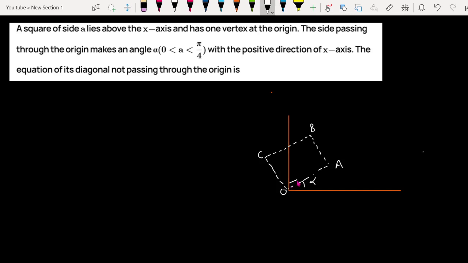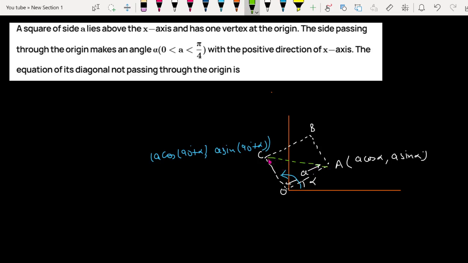So if it is alpha and the side length is small a, can I say that capital A point will be A cos alpha, comma A sin alpha? If A cos alpha and A sin alpha is the coordinate of point A, and I can say that this whole angle will be 90 plus alpha, so C point will be A cos(90 plus alpha), comma A sin(90 plus alpha). Now we have to find the equation of the diagonal which is not passing through the origin, which is AC. We have to find the equation of AC.